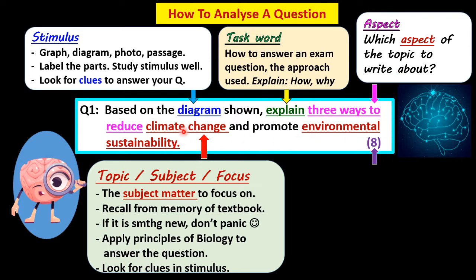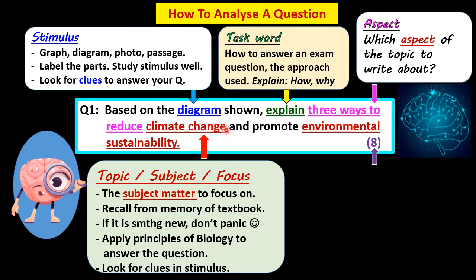Then after you note the topic, you ask yourself what aspect of the topic to write about. You don't write the whole chunk of what you have studied, like the cause, the sources, the effects of climate change. We didn't ask you to write the effects. They asked you to write 3 ways to reduce climate change. So this is the one aspect of what we studied about climate change.